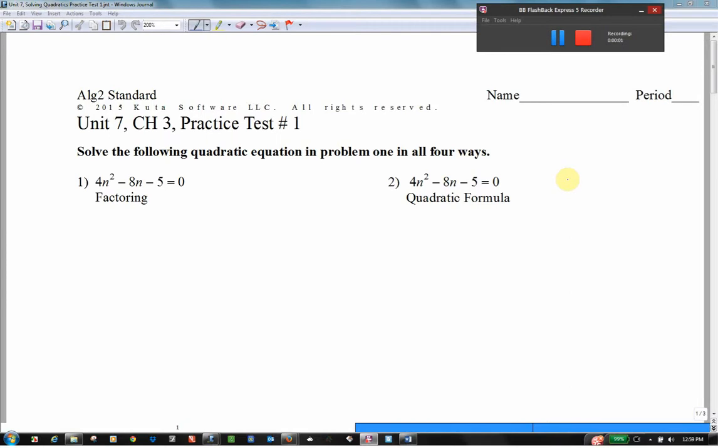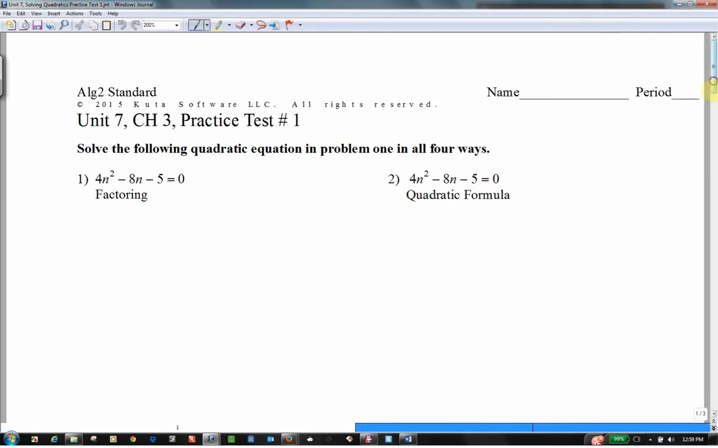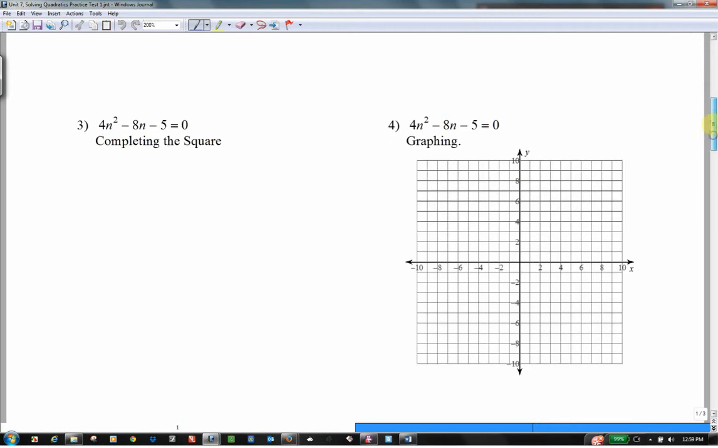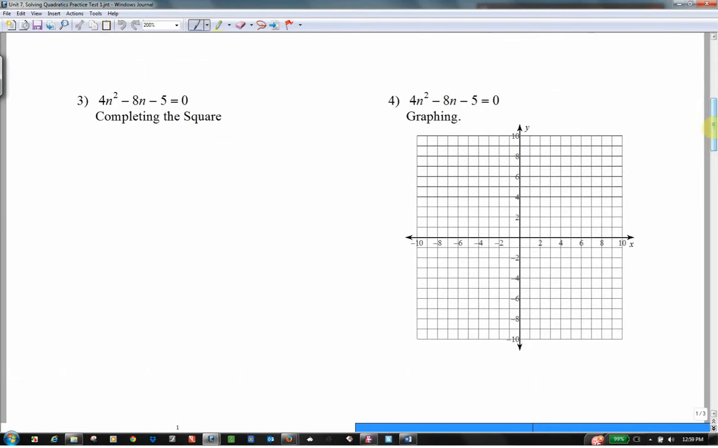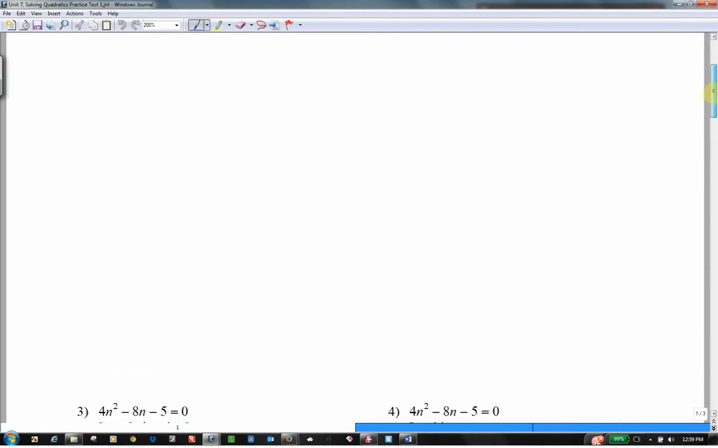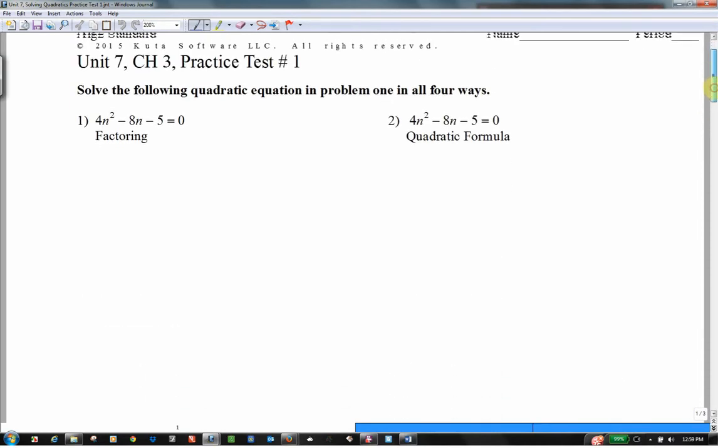Okay, this is review for your practice test. The first 4 questions on this page all deal with the same equation. You've got to solve it in 4 different ways, and one of them you're not really going to solve by graphing because you're not going to use a graphing calculator. We'll start doing that in Chapter 8, but what you're going to do is just graph the equation. So let's start with this, and for the first one, it says we have to factor it.